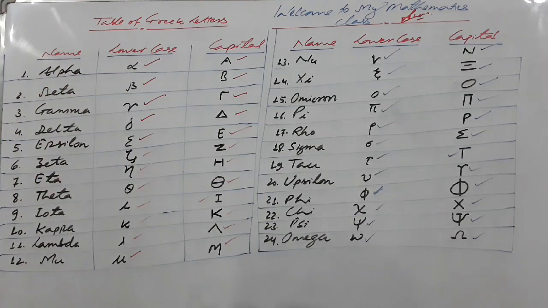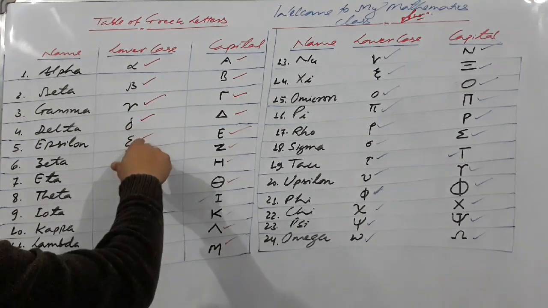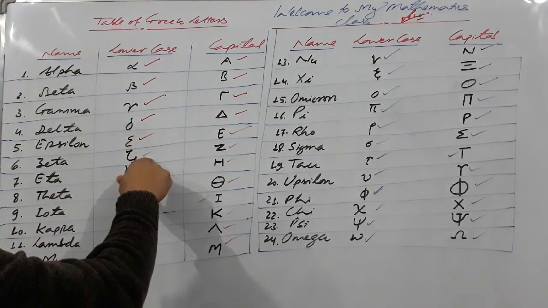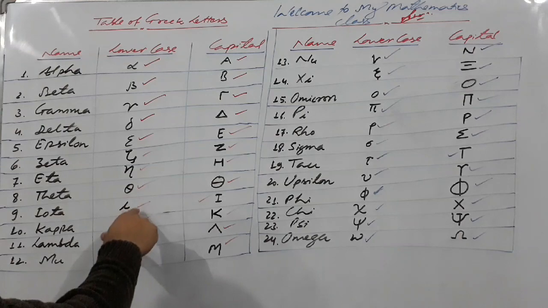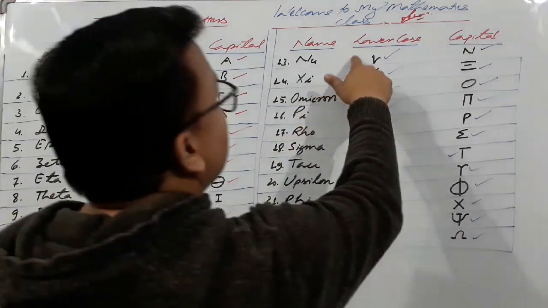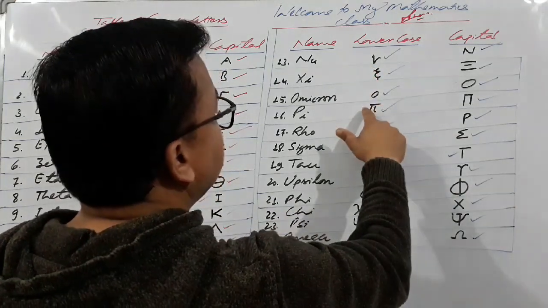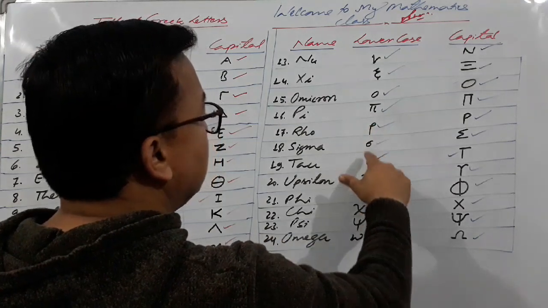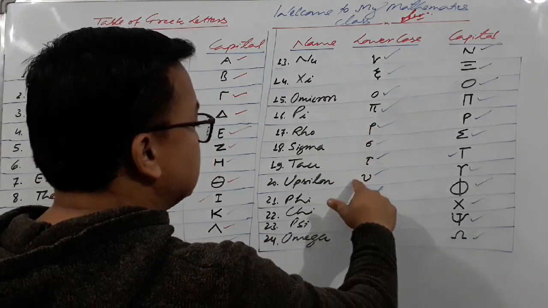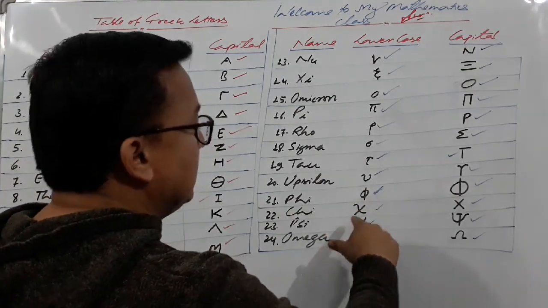Okay, everybody. Once again, now I'm going to read them out. Finally: alpha, beta, gamma, delta, epsilon, zeta, eta, theta, iota, kappa, lambda, mu, nu, xi, omicron, pi, rho, sigma, tau, upsilon, phi, chi, psi, omega.